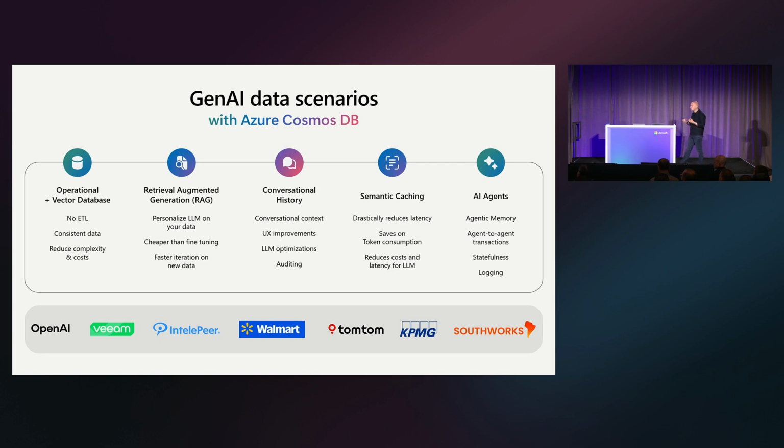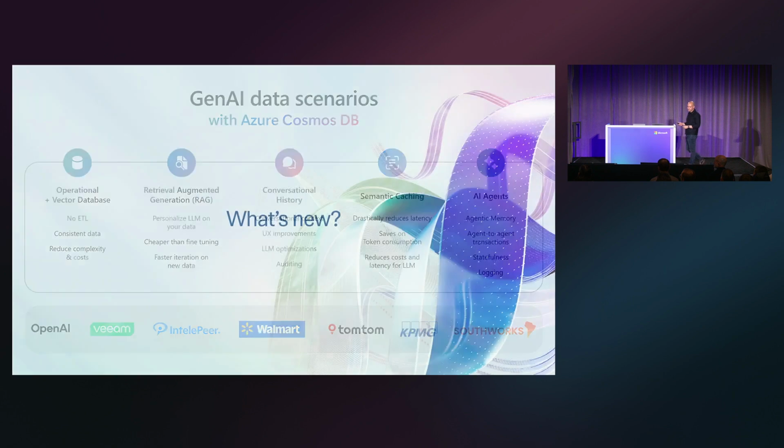And then finally, for all of these scenarios for agents, Cosmos DB is really a critical component here, right? Storing short-term and long-term memories, storing those transactions. If you use a framework like LangChain or LangGraph, you can store checkpoints of your agentic applications in Cosmos DB as well.